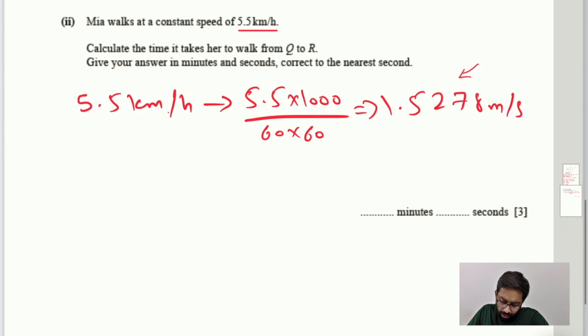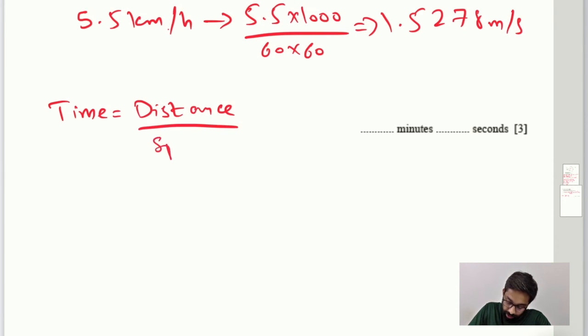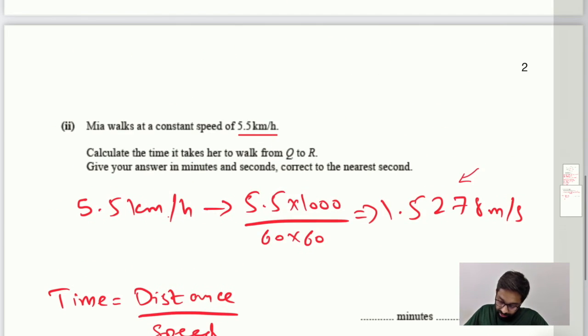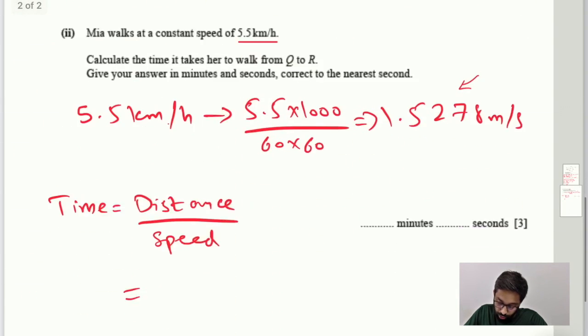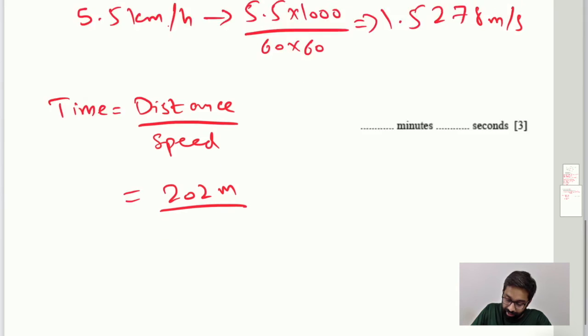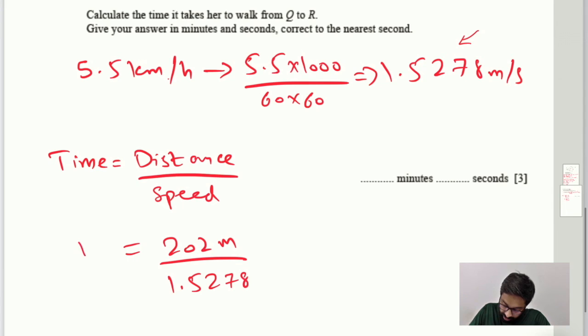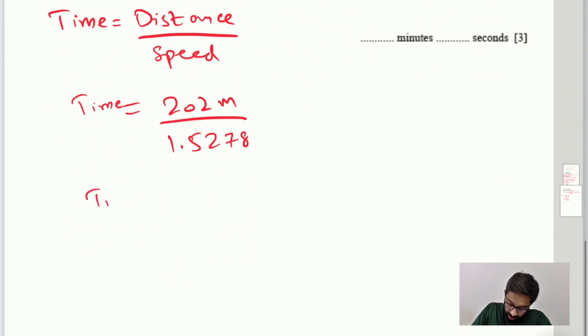Okay, now the question says calculate the time it takes for her to walk from Q to R. So the formula for time is distance divided by speed. The distance Q to R is 202 meters, as it was in the previous part. 202 meters divided by 1.5278 meters per second. So the time that you get is 202 divided by 1.5278.